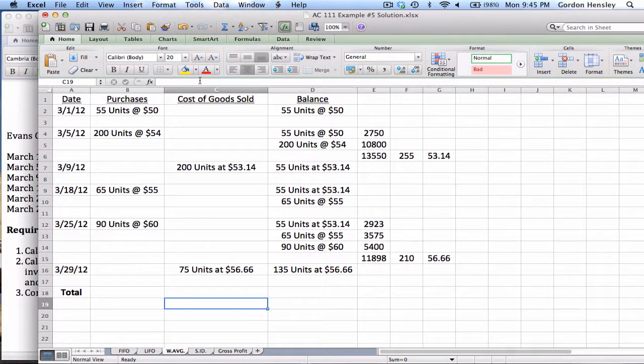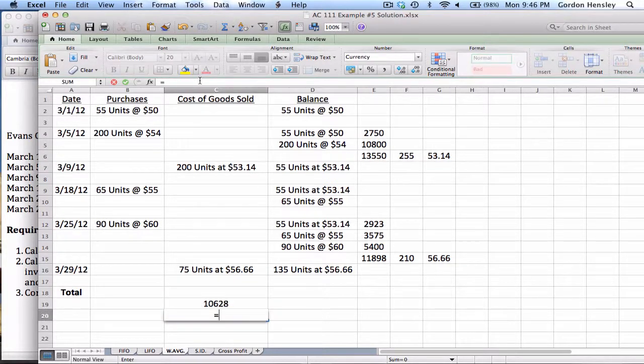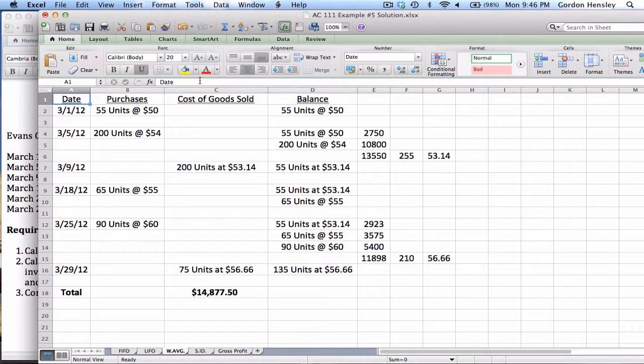So now once again I'm ready to calculate my cost of goods sold. I've got my 200 units times the average of 53.14. I've got my 75 units at the average of 56.66. When I add these together, I get $14,877.50. So that's how things would look if I was going to use the weighted average method. Now that completes part one. So that gives us FIFO, LIFO, weighted average.